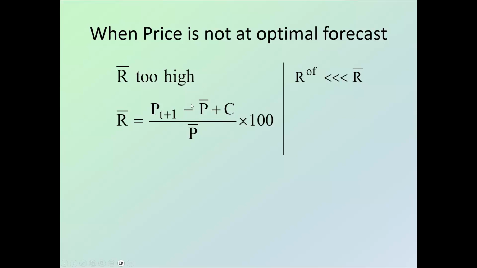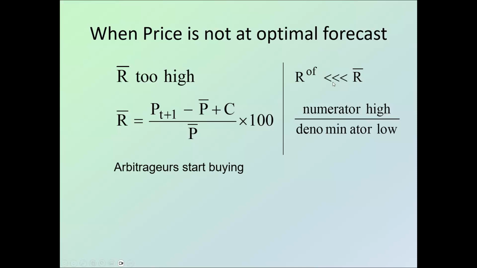If P bar is too low, this is minus P bar, so the numerator is going to increase. And P bar is the denominator and it's too low, so it'll increase the whole fraction. So the numerator is high and the denominator is low, meaning R bar is too high, which is what the comment here says. Let's think about it: my optimal forecast is less than my R bar, the return. Oh, okay, let me build my optimal forecast further, in such a way that the optimal forecast will start rising towards R bar, and at equilibrium, the optimal forecast will be equal to R bar.